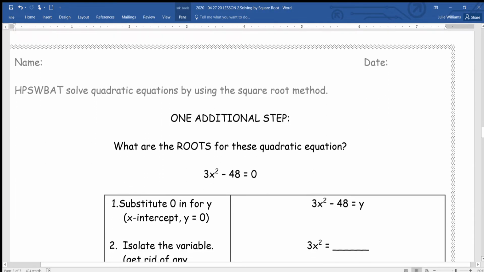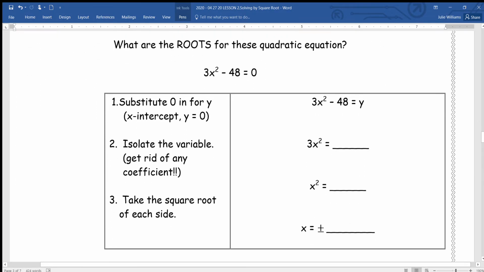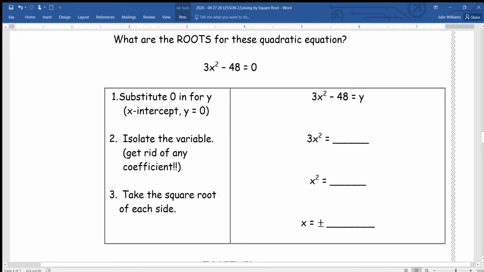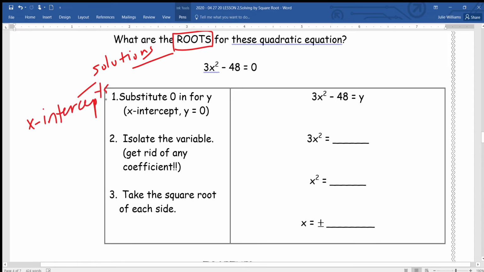Okay, sometimes when you use the square root method, you need to take an additional step. So this question says, what are the roots for this quadratic equation? Alrighty, roots means solutions. Another word to mean that is x-intercepts. They all mean the same thing. Be very comfortable using those interchangeably.